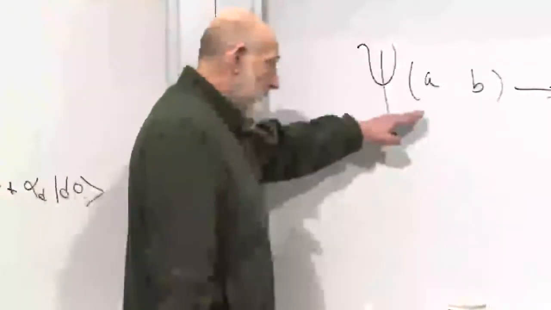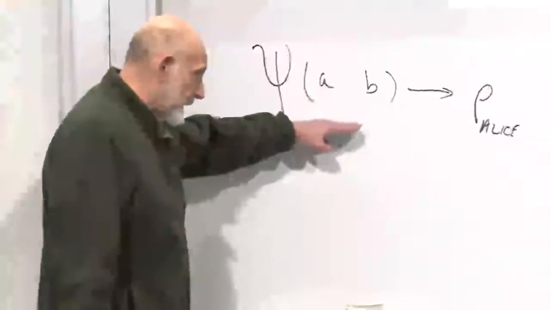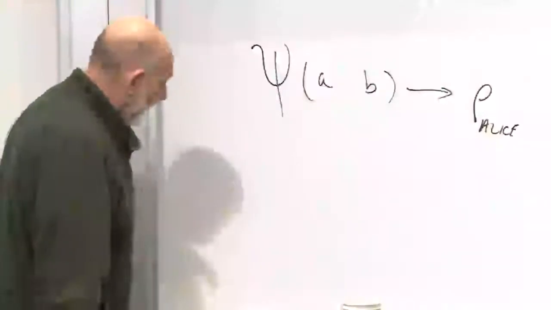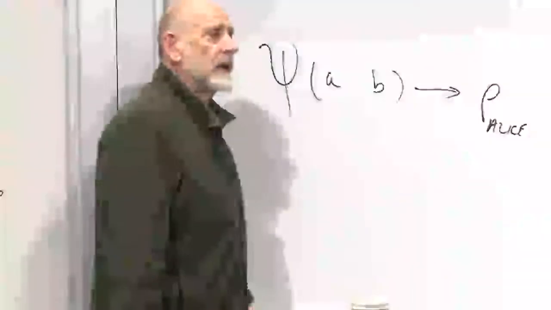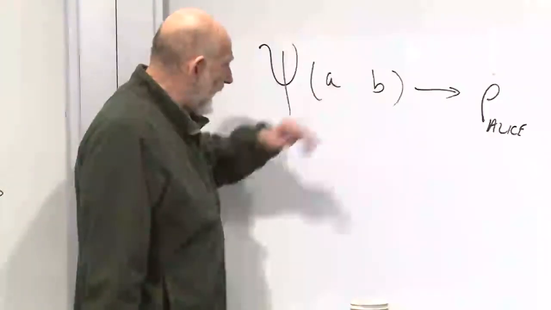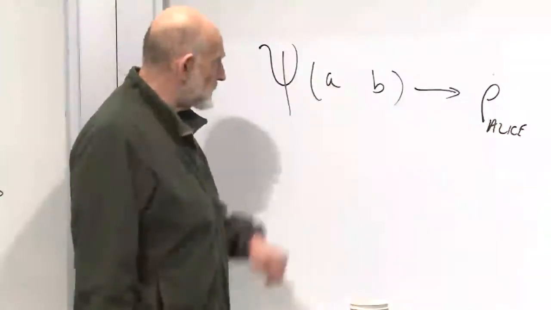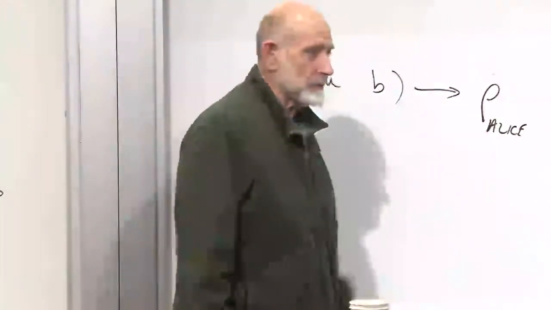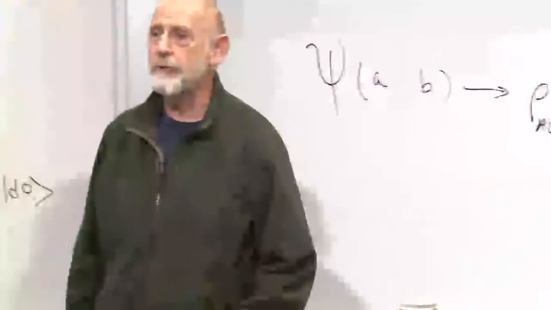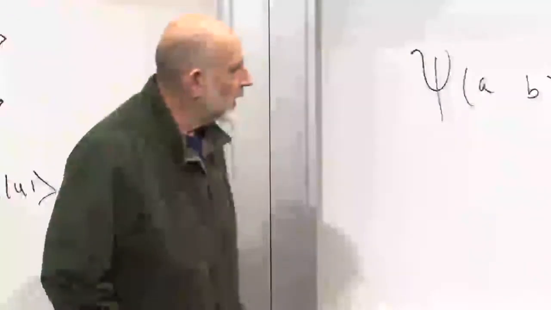Now this could be an entangled state. This is not a non-entangled state. Bob does an experiment, and that has an effect on his half of the system here, but it has no effect whatever on Alice's density matrix. Perhaps I can prove that. I'm not going to prove that tonight.